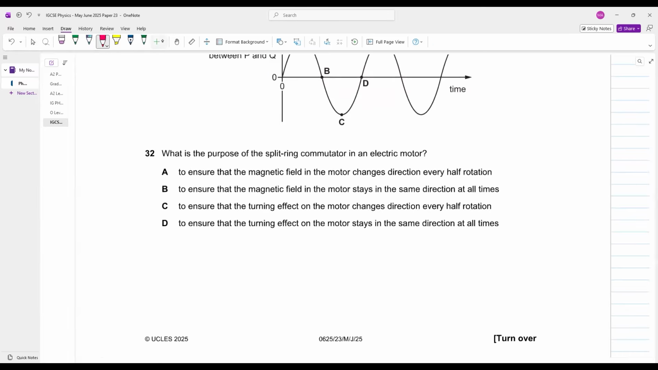What is the purpose of split ring commutators? भाई split ring commutators का क्या purpose होता है? The split ring commutators ensure that the turning effect of the motor stays in the same direction at all times. D is your answer. Simple, easy peasy, lemon squeezy.